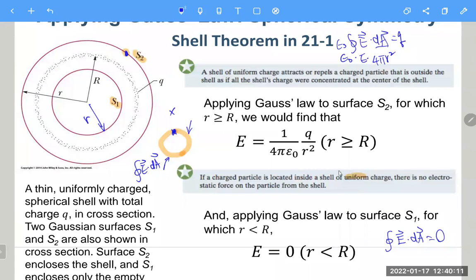But here, as long as we have the uniform condition, we can also imagine that if we have a uniform charge shell outside, then for this Gaussian surface, the E field, the flux is uniform. So as long as this one is 0 and it is uniform, we will expect that all the E field on this Gaussian surface is 0. So we get this one with the uniform charge. So this is the second statement for the shell theorem.